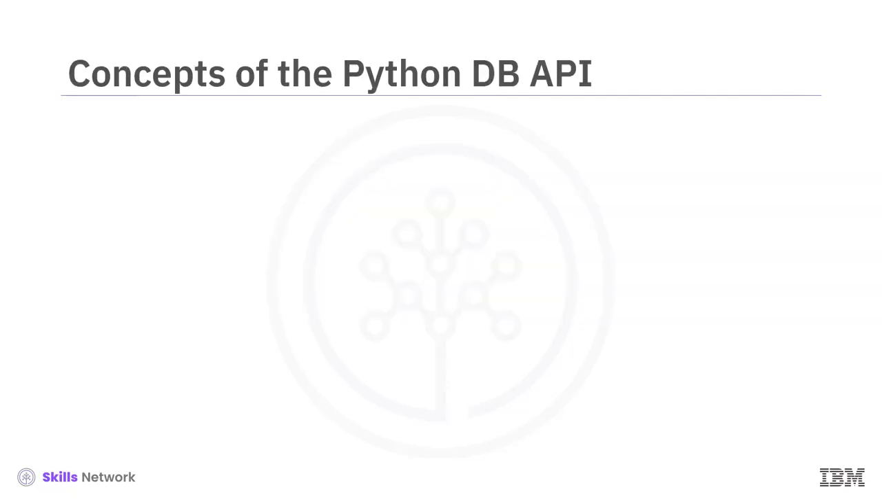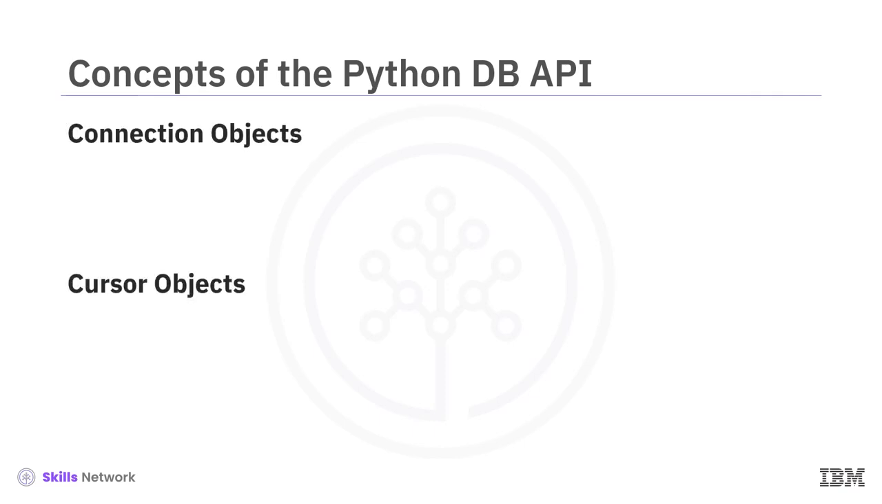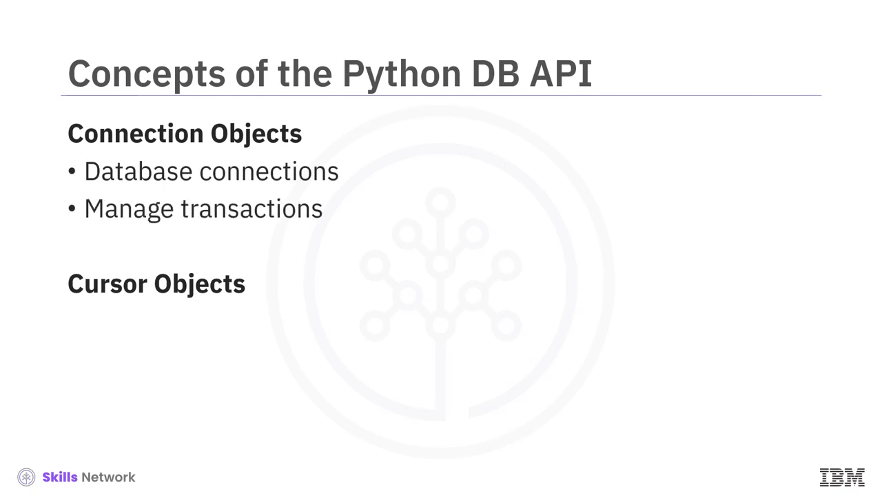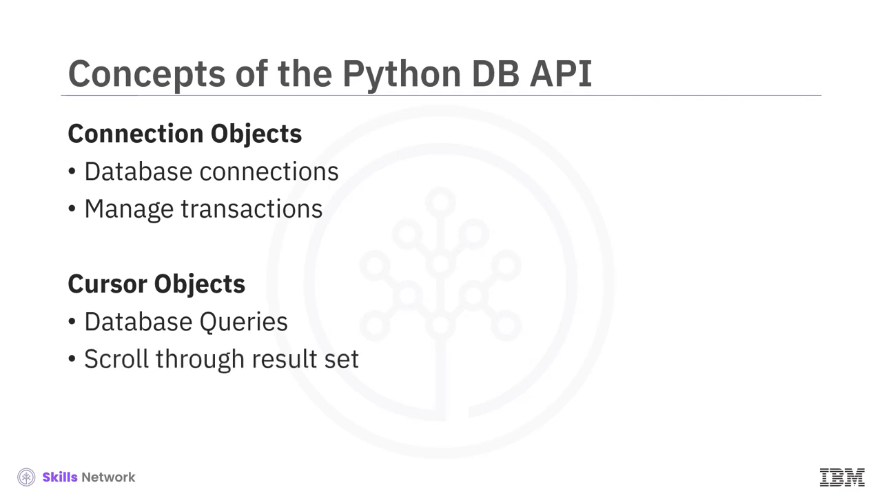The two main concepts in the Python DB API are connection objects and query objects. You use connection objects to connect to a database and manage your transactions. Cursor objects are used to run queries. You open a cursor object and then run queries. The cursor works similar to a cursor in a text processing system, where you scroll down in your results set and get your data into the application. Cursors are used to scan through the results of a database.